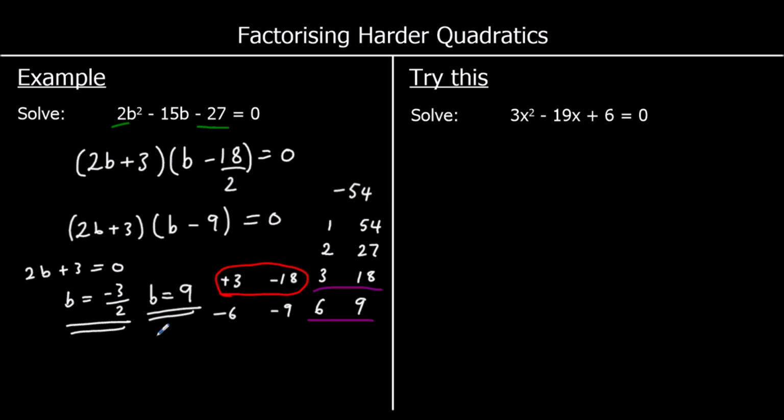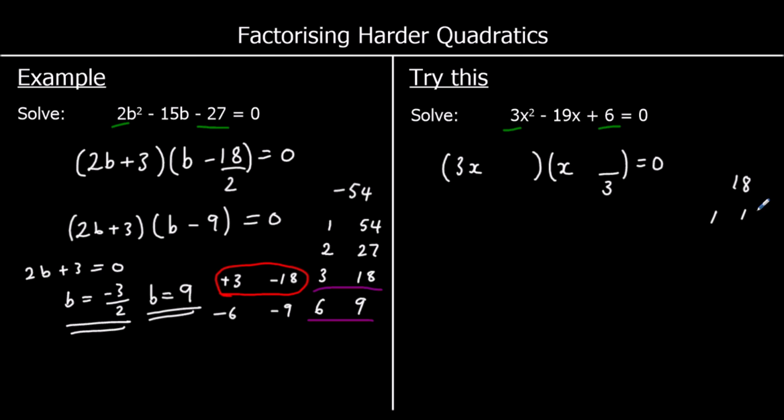So one for you to try here. Solve 3x squared minus 19x plus 6 equals 0. So again, we're going to factorize. We're going to have 3x in one bracket, x in the other bracket, and we're going to multiply by 3. So we're going to do a times c, which will be 18. Then we look at the factors of 18.